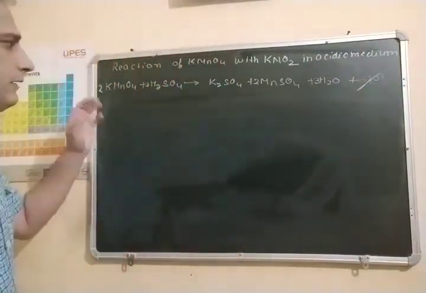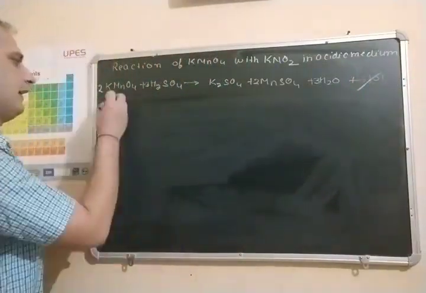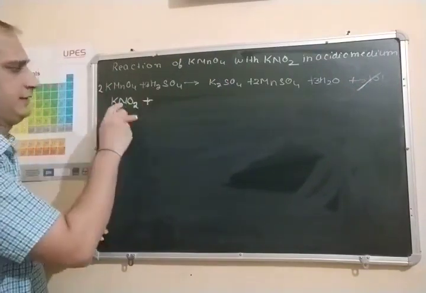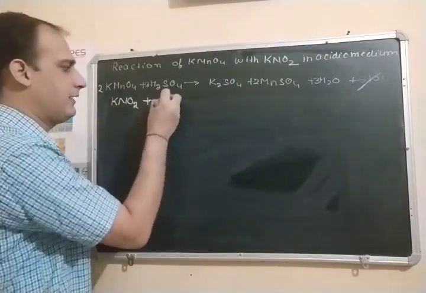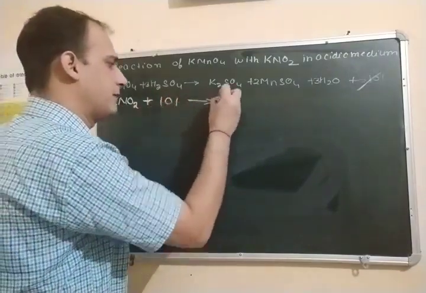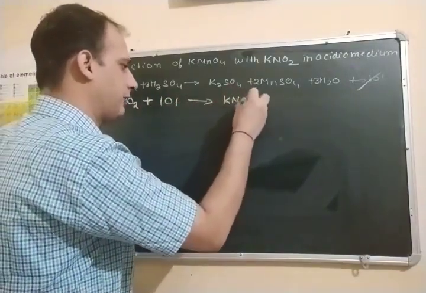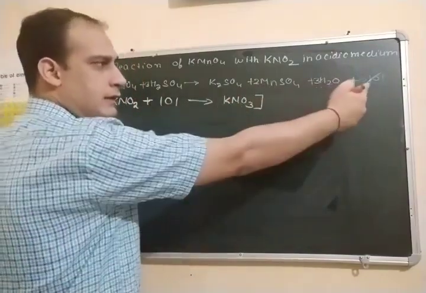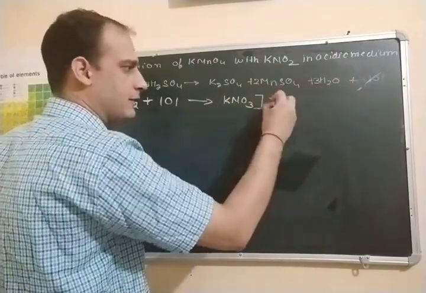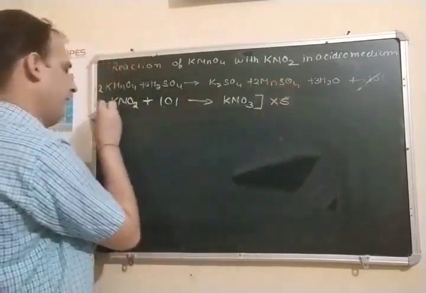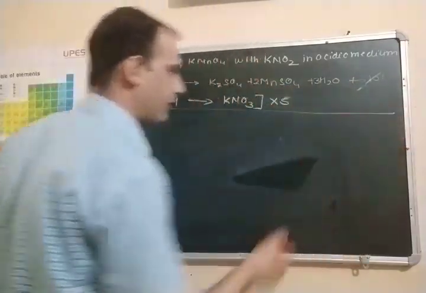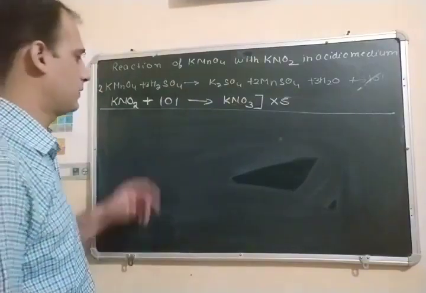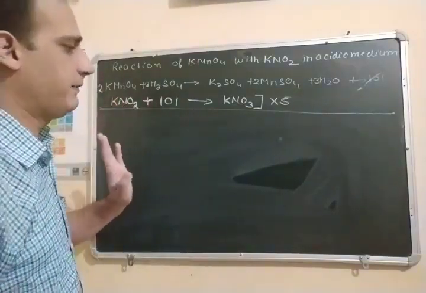So the first equation will remain same, and now we will have KNO2, potassium nitrite. This is potassium nitrite, and when it will react with nascent oxygen, it will change into potassium nitrate. Potassium nitrate is KNO3, and you can see here we will have production of 5 nascent oxygen. So you will multiply this equation by 5 because there is production of 5 nascent oxygen. So such kind of 5 reactions can be carried out.